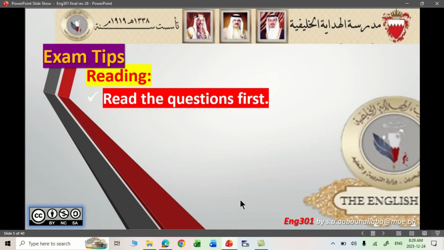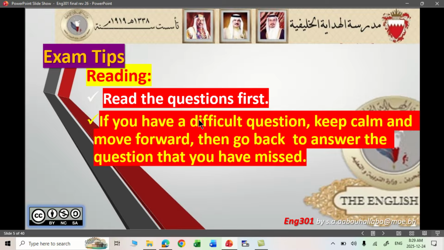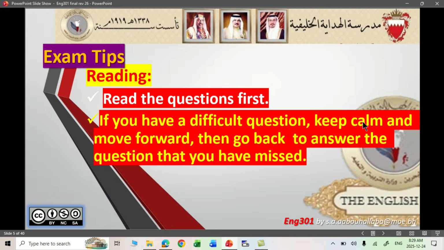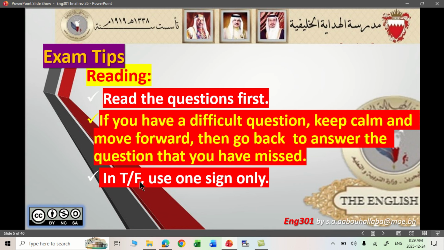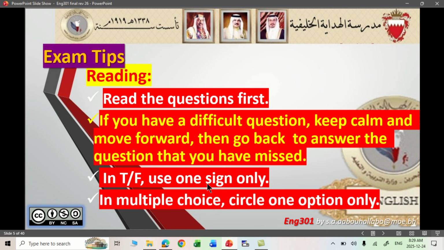And then we come to the reading. It is very similar. Read the questions first. This will save you more time. And if you have a difficult question, keep calm and move forward. Then go back to answer that question that you have missed. In true or false questions, again, use one sign only, the same thing that we have spoken about in the listening. In multiple choice questions, MCQ, please circle one option only. Okay, so again, to remind you, these signs are not taken into consideration. We do not give marks for these ones.